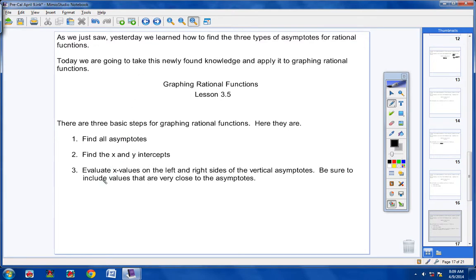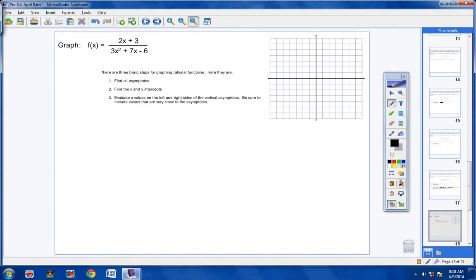And then step 3, evaluate X values. Now listen to this. On the left and right sides of your what asymptotes? Vertical. Be sure to include values that are very close to the asymptotes. Now, like always, I will explain step 3 a little later, okay, when we get into the problems. But these are the 3 basic steps you need to remember when it comes to graphing rational functions. So let's go ahead and take a look at 3 different problems, okay? Here's the first problem.